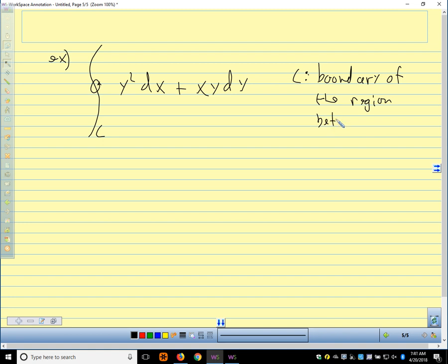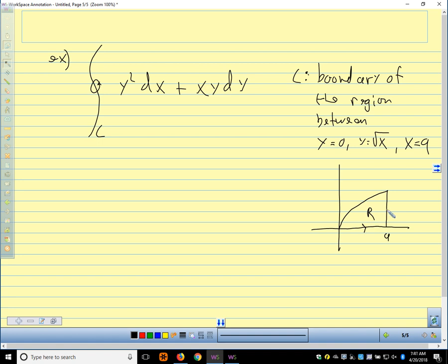Between y equals 0, y equals the square root of x, and x equals 9. So let's draw a picture. There's y equals square root of x, y equals 0 is here, and here's x equals 9. So our region is in here.